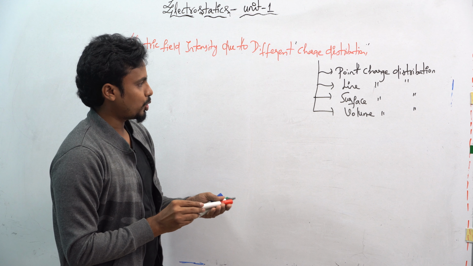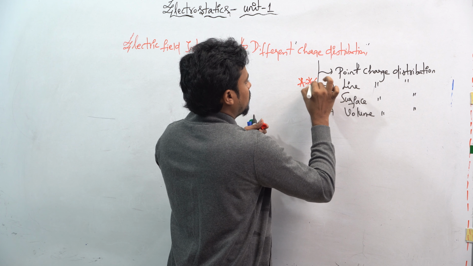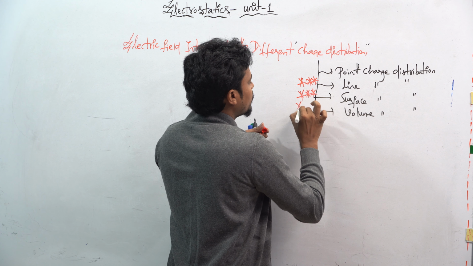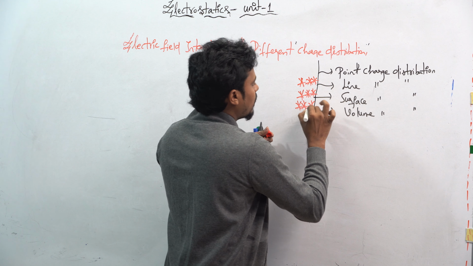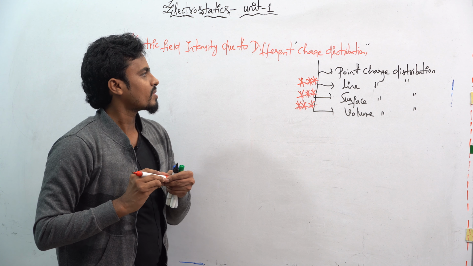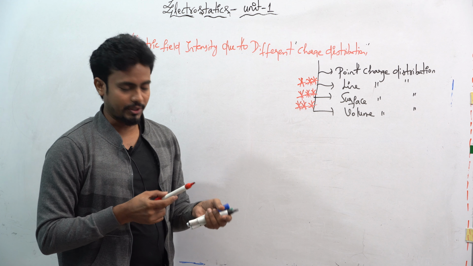From here you can see that the line, surface as well as the volume charge distributions are very important compared to the point charge distribution. The derivations as well as the results are very important.